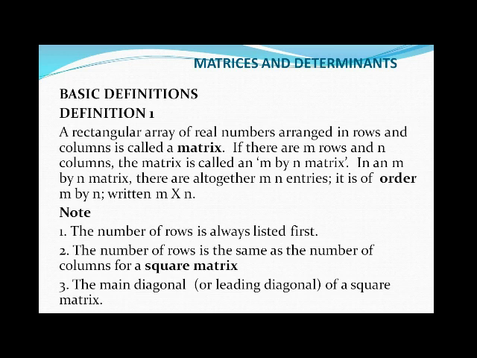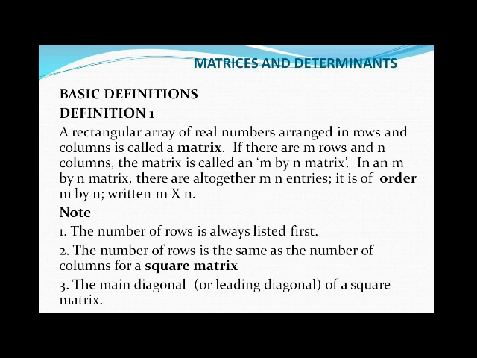What is a matrix? A matrix is a rectangular array of numbers that is subject to certain laws of combination. By certain laws of combination, we mean addition, subtraction, and multiplication. So any rectangular array of real numbers arranged in rows and columns is called a matrix. If there are m rows and n columns, the matrix is called an m by n matrix.